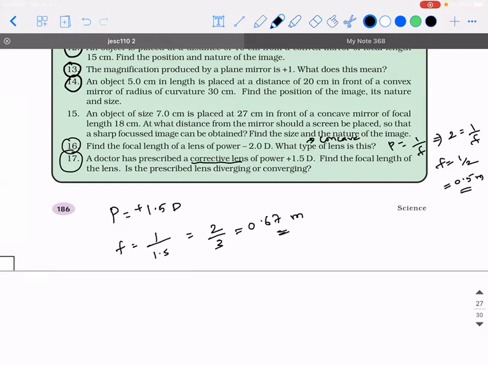Is the prescribed lens diverging or converging? You guys tell me. What is the meaning of diverging? Convex, and converging is concave. Right. So what is the type of lens that the doctor has prescribed?